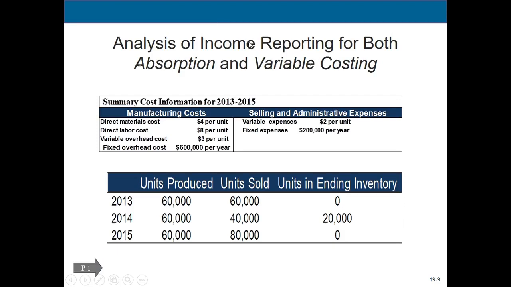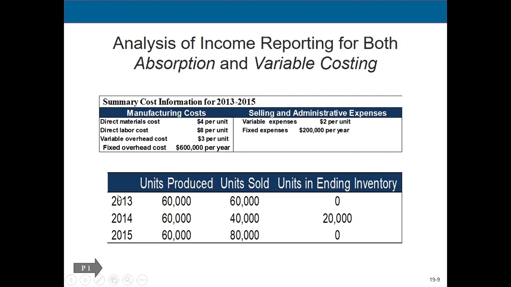So, the analysis of income reporting under these. Again, we're taking a look at this. Direct material 4, direct labor 8, variable overhead 3, and fixed overhead costs is 600,000. And then they're going to say, hey, wait a minute. We've also got some other variable expenses of $2 per unit, probably commissions or something like that. And then fixed expenses are going to be 200,000 per year. So let's see what happens when we use this data.